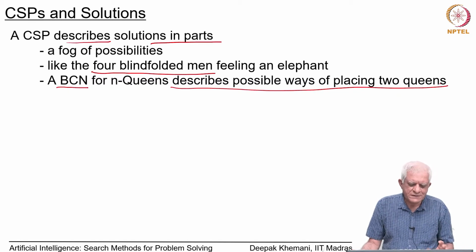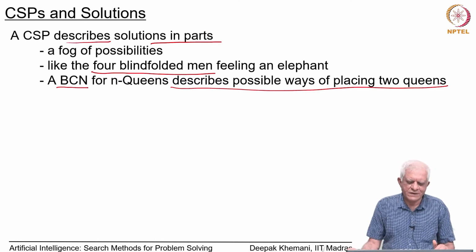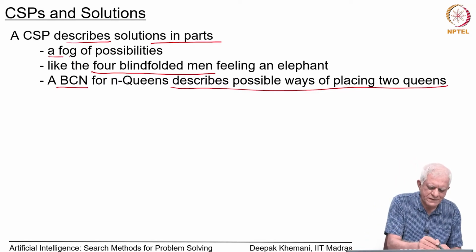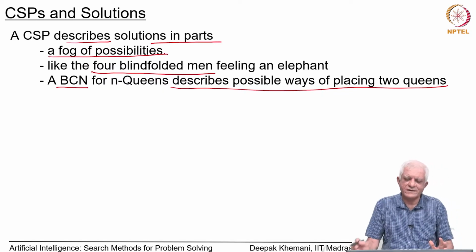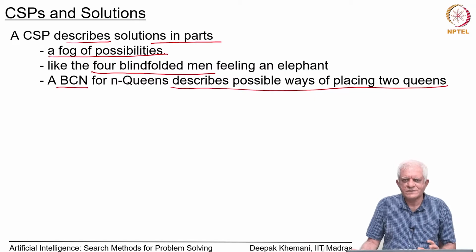So, the CSP does not over specify, it specifies more constraints than will participate in a particular solution. In some sense, as we will see when we look at this example of binary constraint network, the set of possibilities is huge, and it is the task of the solver to somehow sift through those possibilities and come up with the solution.